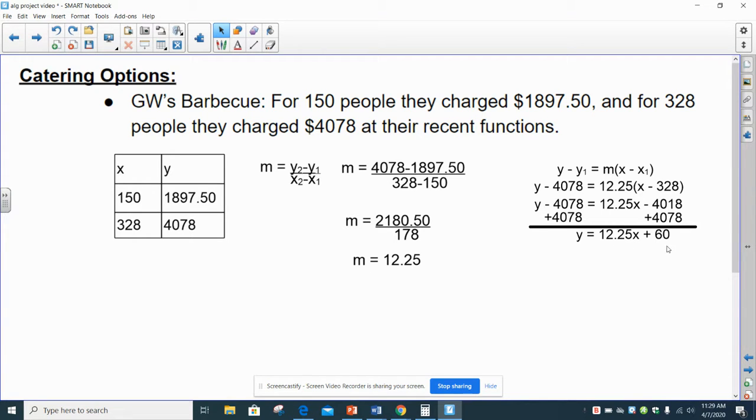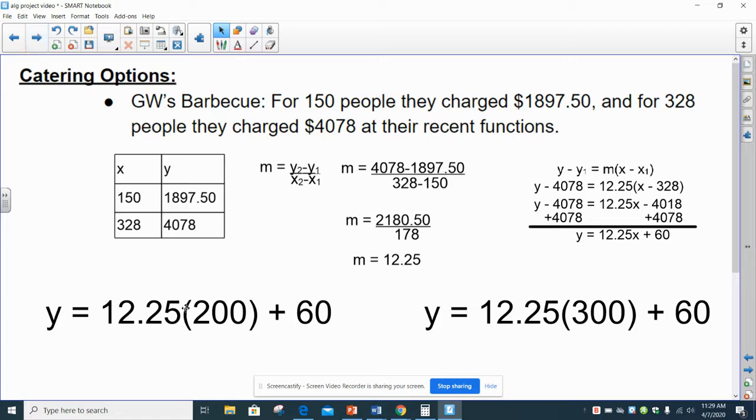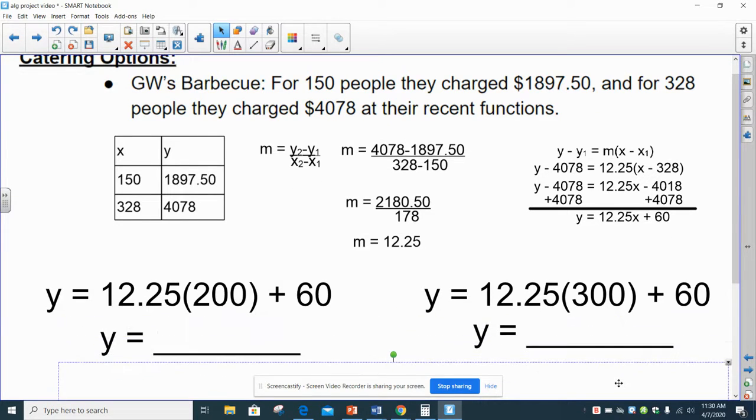Now I need to take that equation and figure out, well, how much is it going to cost me if I had 200 guests or if I had 300 guests? So I plug in for x a 200 here, and I say 12.25 times 200 plus 60. And then I do the same thing over here with the 300. So I have 12.25 times 300 plus 60. Once I've done that, I will have the cost for GW's on the low side, if I had 200 guests, and the high side, if I had 300 guests, and you need to calculate that out.